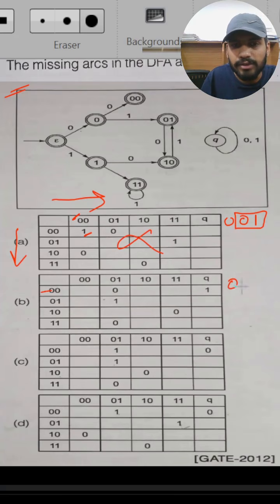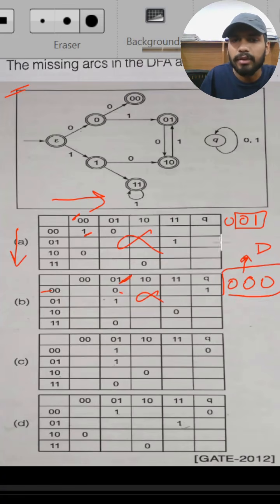Come to option B. Currently we are at state 0,0. By seeing 0, we go to state 0,1. This is wrong because by seeing 0, we must go to the dead state, represented as Q. Why the dead or trap state? Because this is a string of length 3, and for a substring of length 3 we must have at most two zeros, but here there are three zeros.